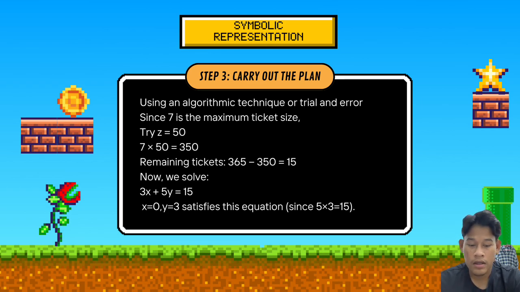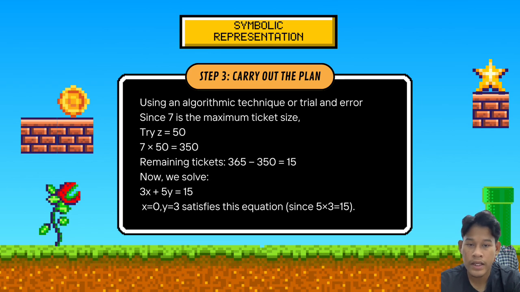Using an algorithmic technique or trial and error, we can find a combination of x, y and z that satisfies the equation while minimizing the overall number of people. So since 7 is the maximum ticket size, we assume that z equals 50. Then we substitute in 7 times 50, so we got 350.